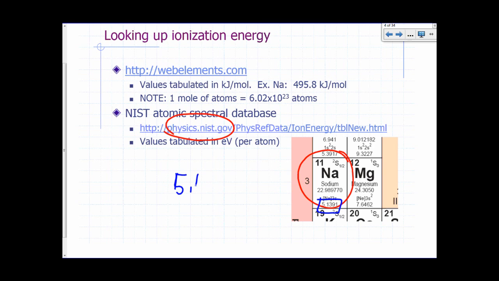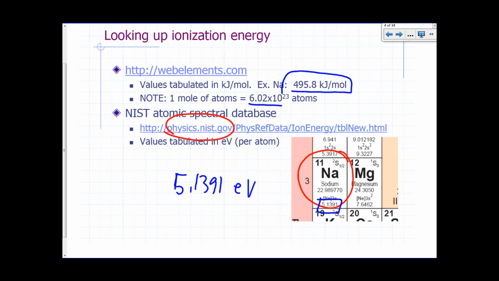It's 5.1391 in this particular case, given in electron volts, whereas the one you find from webelements.com is given in kilojoules per mole, so you have to convert. If you want to do that on a per atom basis, you'll have to divide by Avogadro's number, 6.02 times 10 to the 23rd atoms per mole.